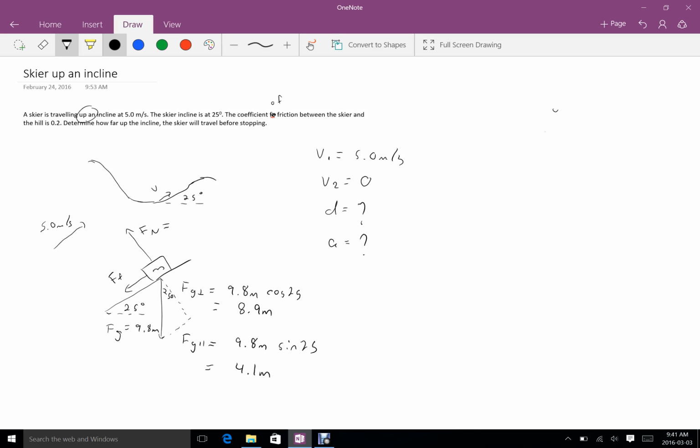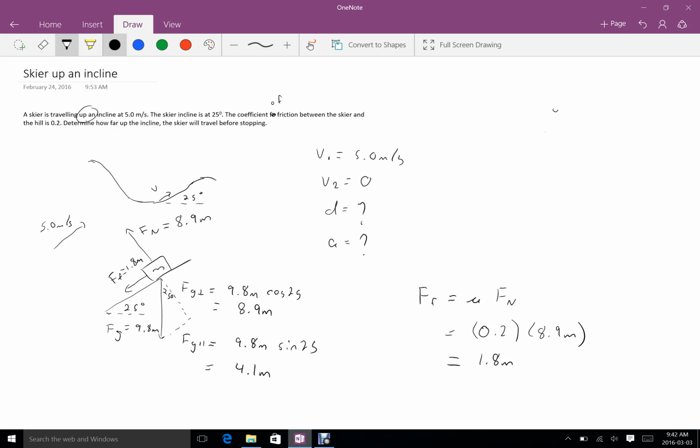So the normal force is equal and opposite to the perpendicular component, so that's going to be 8.9 m. So with that in hand, I can use my formula for my force of friction, μFN, which is going to be 0.2 times 8.9 m. It's 1.8 m. And now I've got all the values of all my forces.